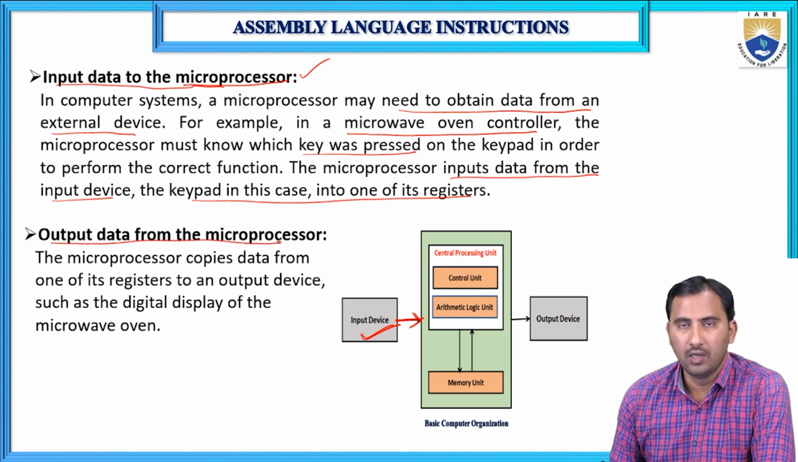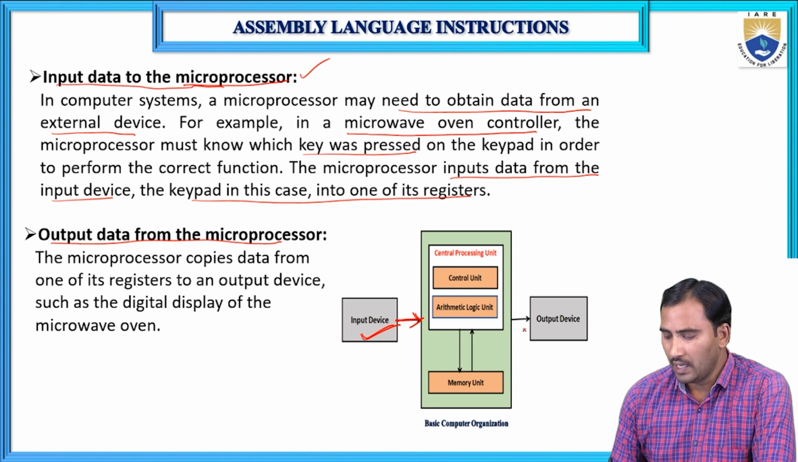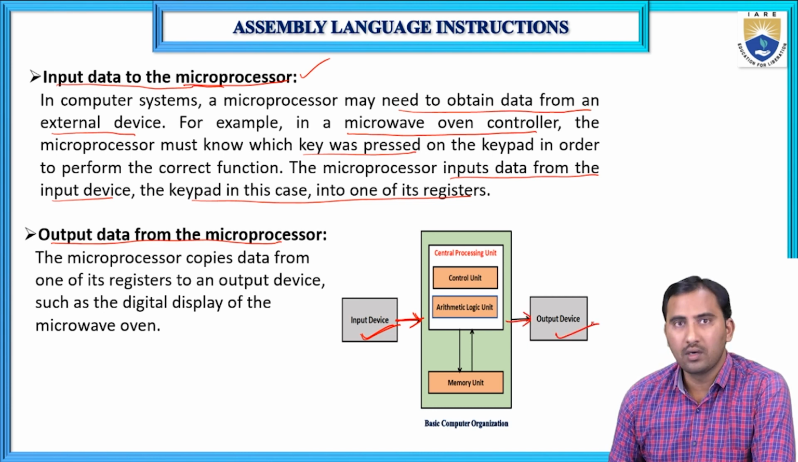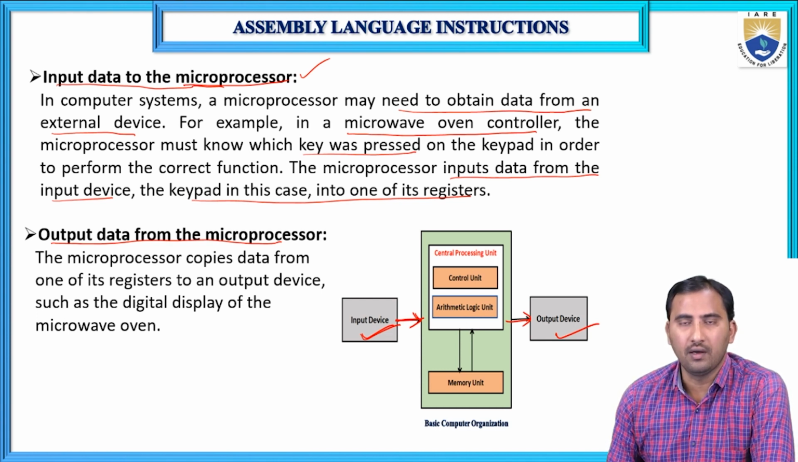We have already seen that once the computer processes the input data, it generates the results, and the generated results are given to the user through the output device. That means the data present in the registers of the microprocessor will be given to the output device. That is another way of transfer. These are all the different possibilities of data transfer inside the computer.